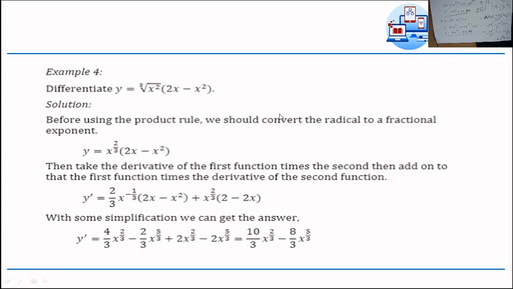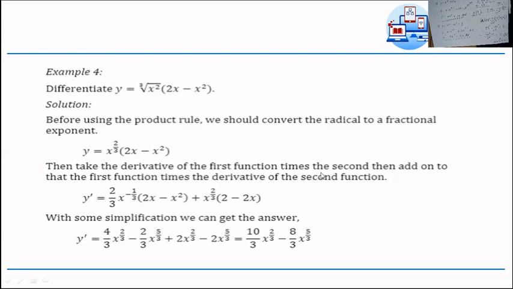So we have your example number 4, no? Differentiate y is equal to the cube root of x squared multiplied by 2x minus x squared. Okay? So before using the product rule, we should convert the radical to a fractional exponent. So ito, i-convert natin siya. So mangyari po doon, yung cube root of x squared, we have x raised to 2/3 multiplied by 2x minus x squared. So then take the derivative of the first function times the second, and then add on that the first function times the derivative of the second function.